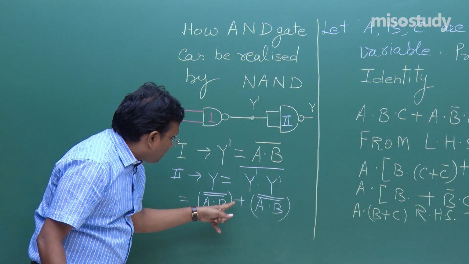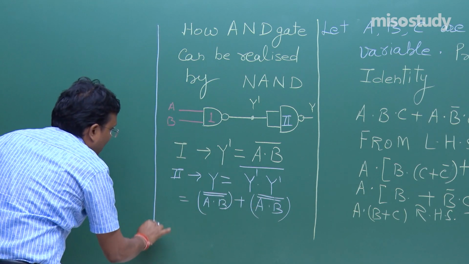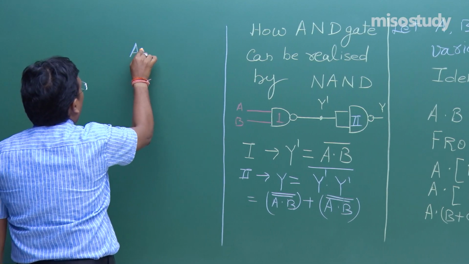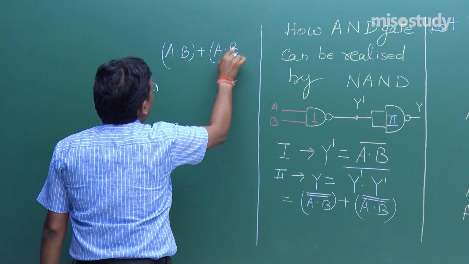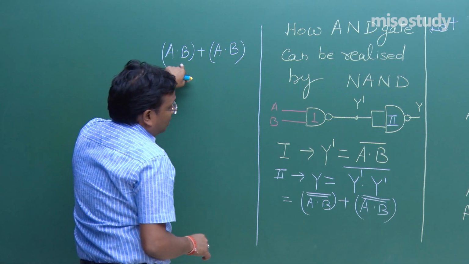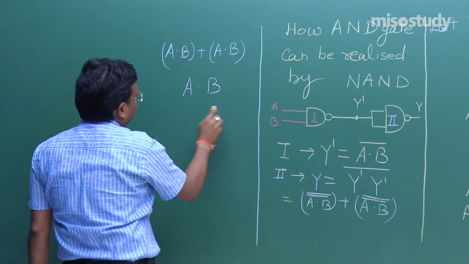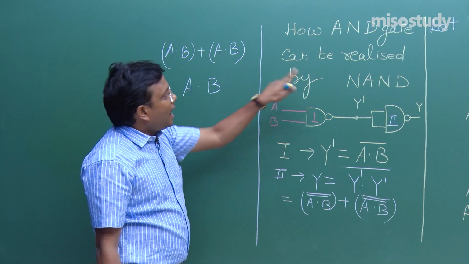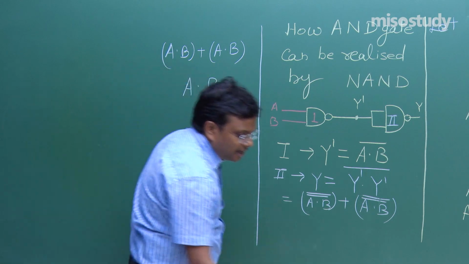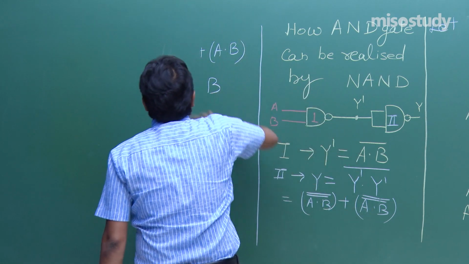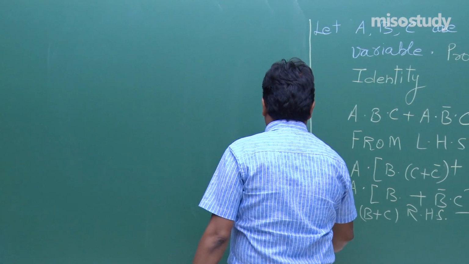So A dot B double bar plus A dot B double bar, the relation I provided. So finally what I will say, it is A dot B plus A dot B. Now AND gate is something that you will get from here, A dot B. So that is, you can say we can realize AND gate from NAND gate using these two NAND gates. There are so many possibilities in this particular situation. One more question just to give you the understanding.